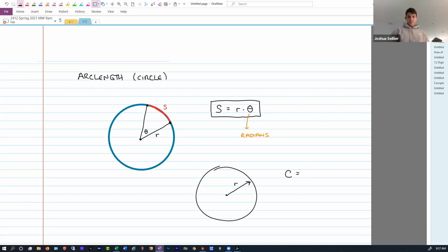Isn't it 2 pi r? 2 pi r is the circumference of a circle. You can look this up on the formula sheets.